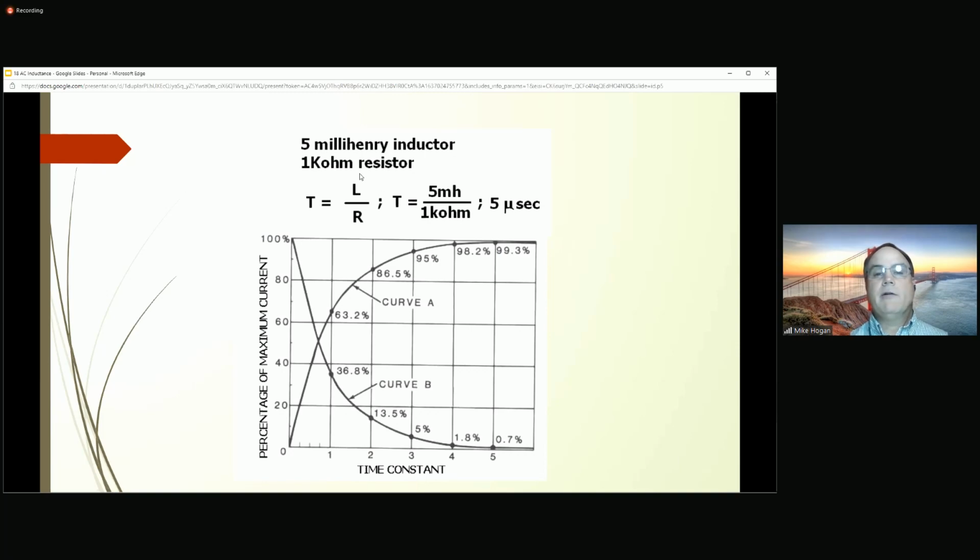In terms of the formula, you can see we're looking at this time constant. TC, usually what you'll see here is equal to L divided by R. And so my inductor was 5 millihenries divided by 1 kilo ohm, which gives me 5 microseconds. Right? 5 microseconds is what we're looking at here.